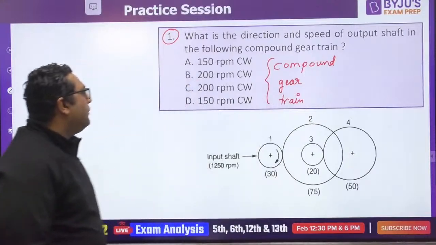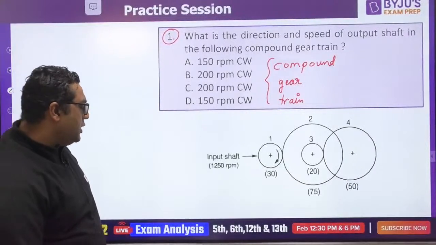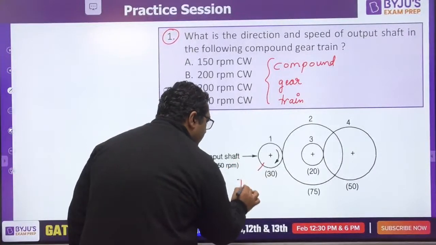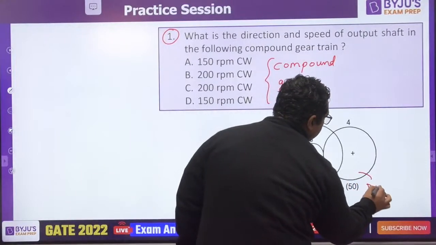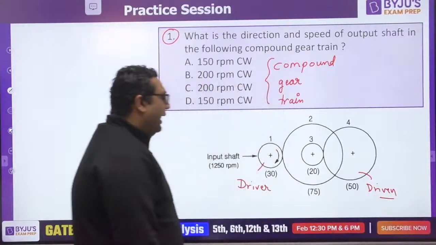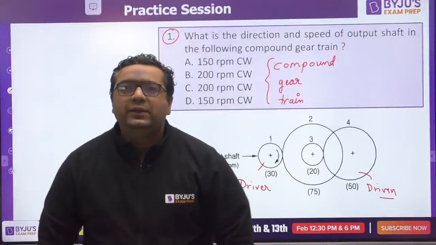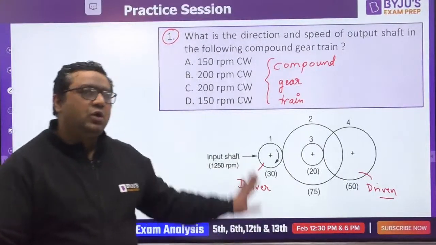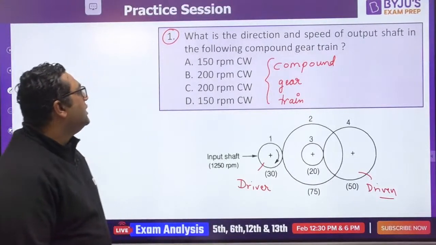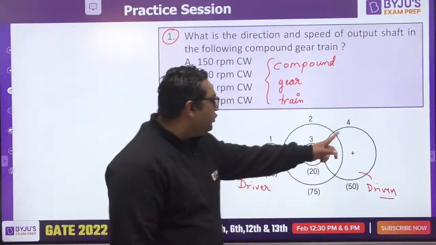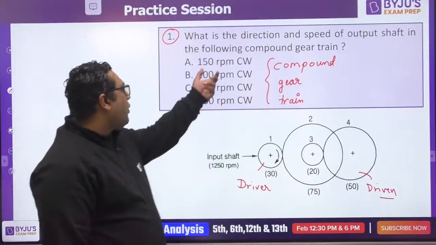When we are talking about compound gear train, what is the direction and speed of the output shaft in the following compound gear train? So dear, this is the driver. This is the driven. And you know that on one shaft there are 2 gears, so it is going to be a compound gear train. Try to solve it guys, and do like and share the session so that other students can also reach here. So what is the direction and speed of output? You need to tell the direction and speed of the 4th gear, and it is required in RPM.